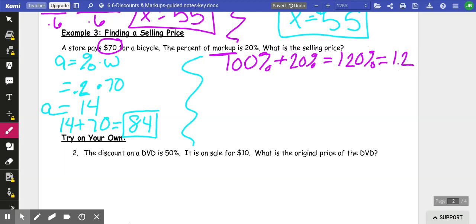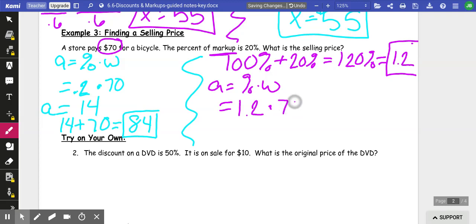So I'm going to use my equation still, just like I have over on the left. I'm going to do the part equals the percent times the whole. But this time, instead of just the 0.2, I'm going to use the 1.2 in place of my percent. And I'm going to multiply it by the whole amount. The whole amount was still the 70. That's the 100% of the price that I paid.